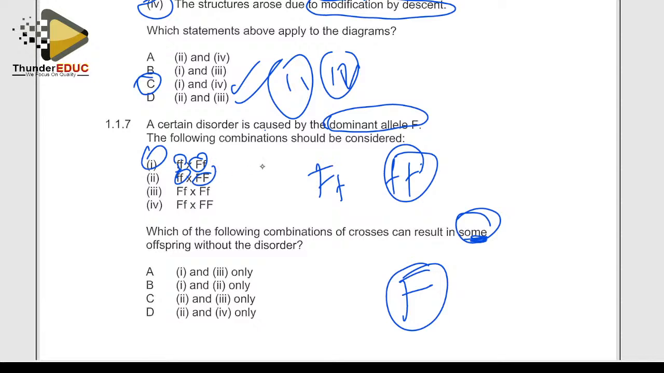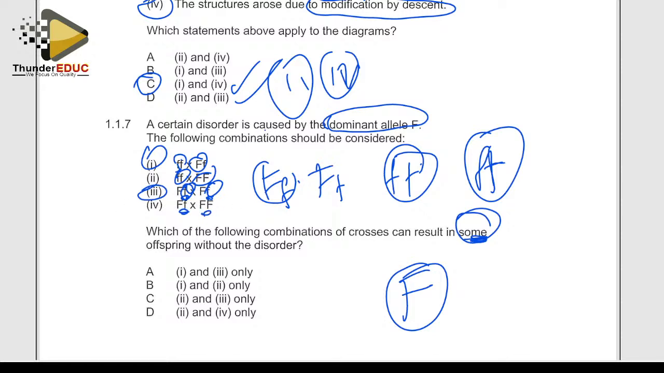When I cross this and this, I'm going to produce all of them like that. So number two is wrong. When I cross this and this, heterozygous, if this combines with this, I'll form that and that. So 3 is also correct. If I cross this and this, I don't have any homozygous recessive. So I look for 1 and 3. 1 and 3 becomes A. So A becomes the most correct answer.